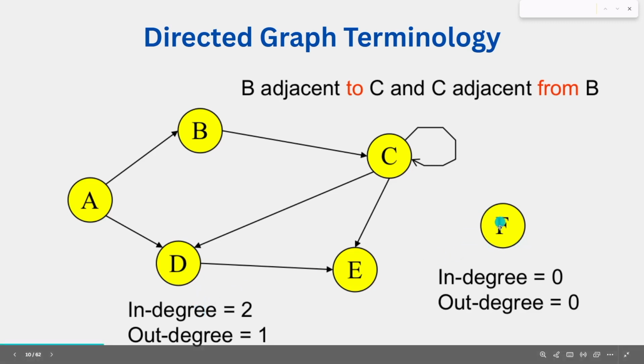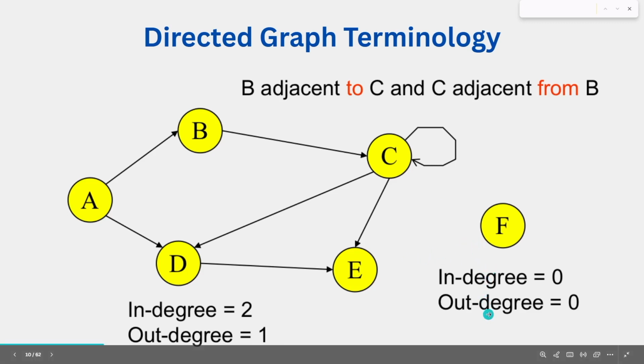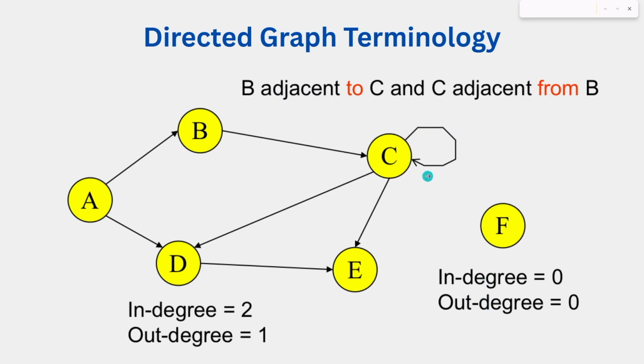And when we consider the other vertex F, as you know, it is an isolated vertex, which means there are no edges flowing into it or coming out of it, and so its in degree and out degree both are 0. And as you have a self loop here, with this self loop what we say is that B is adjacent to C and C is adjacent from B.